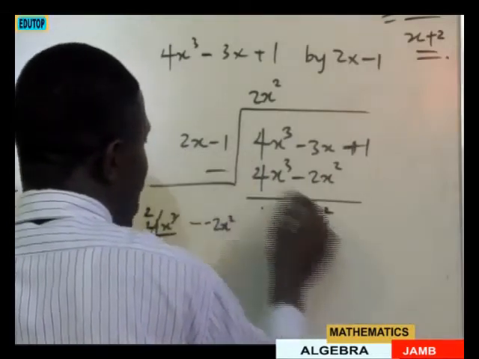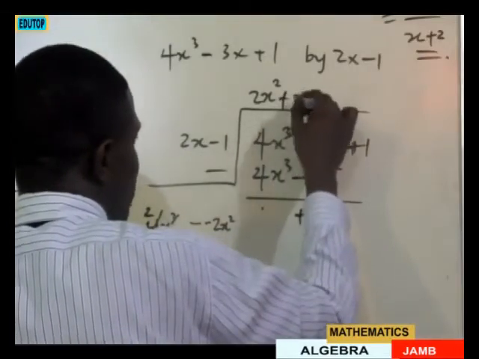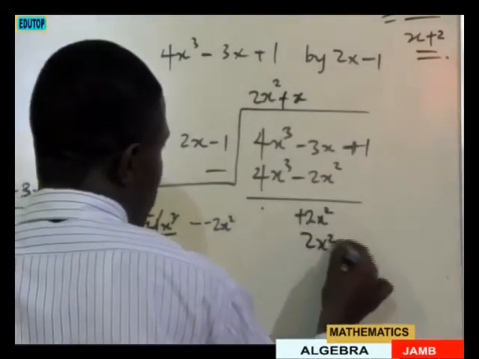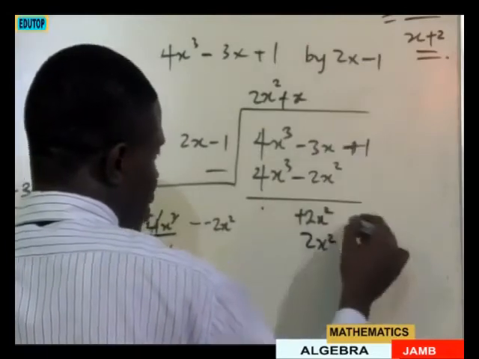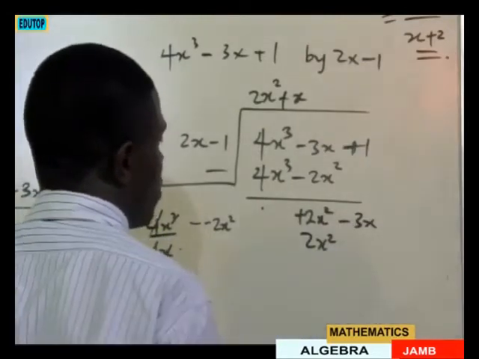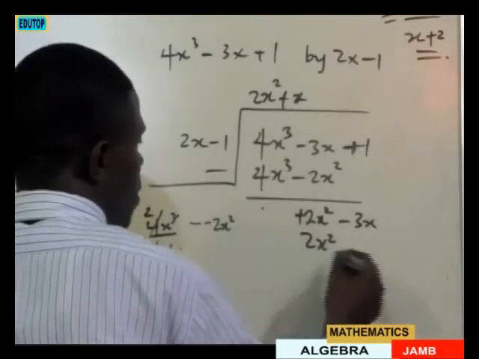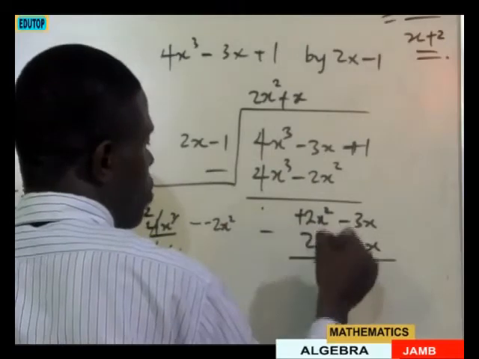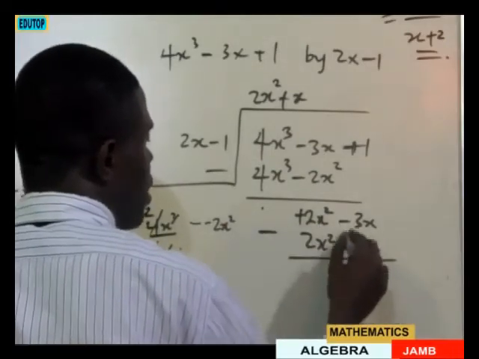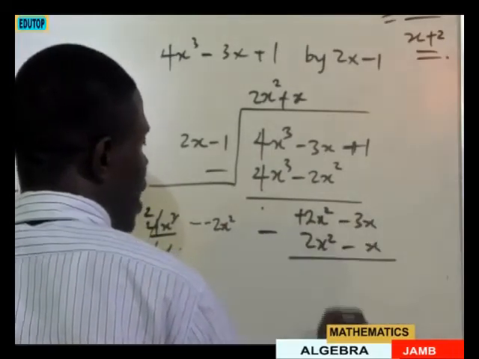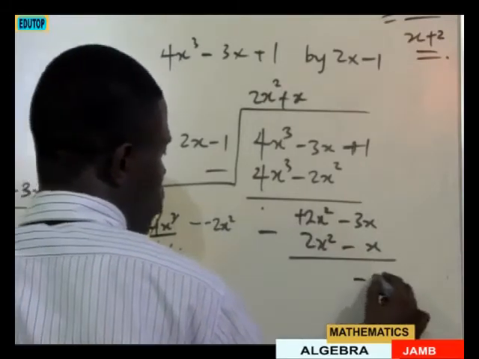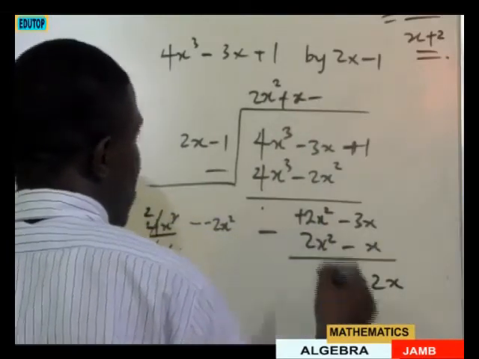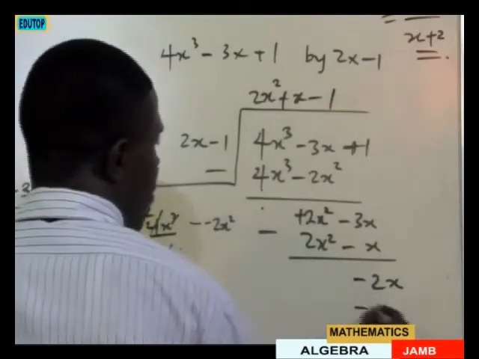So we now start from here. This divided by this, that will give us plus x. This times this, 2x squared. Then you bring this minus 3x down, minus 3x. Then this times this, minus x. So we have this minus this cancel, because you subtract. Then this one will become minus 3x minus x. That's minus 3x plus x, that's minus 2x. Divide this by this, that's minus 1. Minus 1 times this, minus 2x.